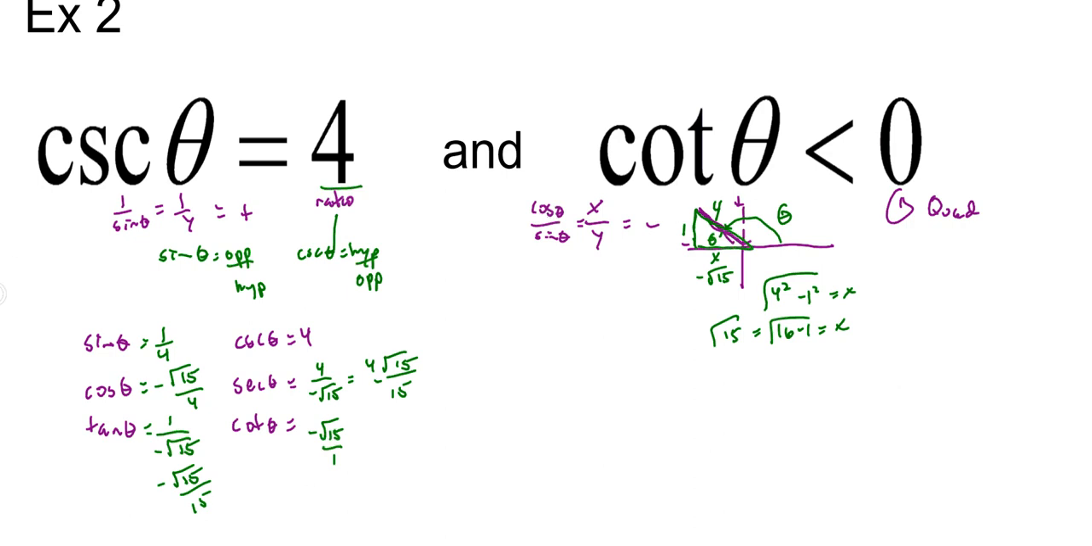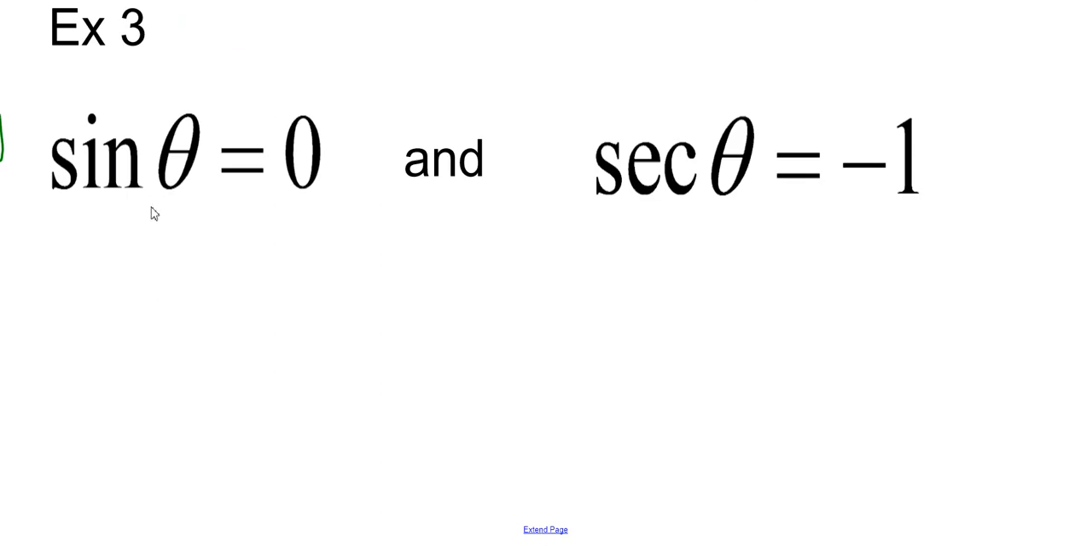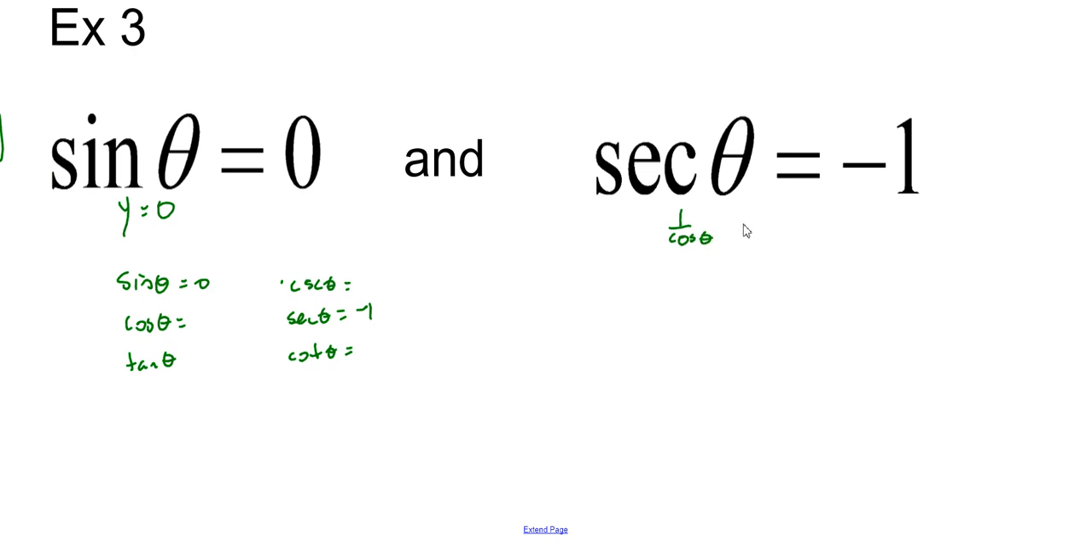Well, let's try one more to see how this deals when you have a problem like this. All right, so in this one, we want to figure out the sine of theta, the cosine of theta, the tangent of theta, the cosecant of theta, the cotangent of theta, and the secant of theta, which it tells us is -1. Well, in this particular example, remember, sine is y, so y equals 0. We know that secant is 1 over cosine of theta, and that equals -1.